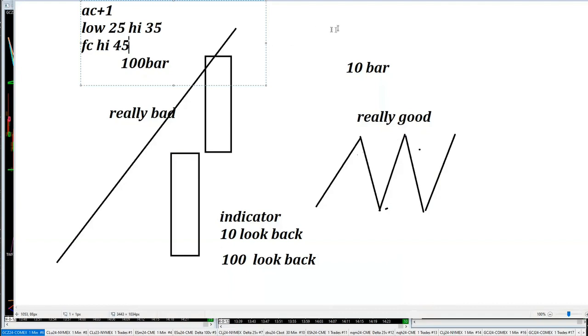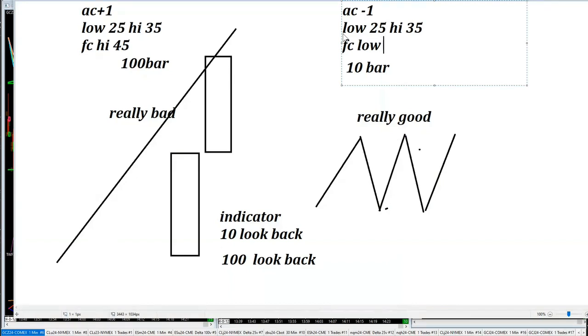Yeah. If I've got an autocorrelation of -1, taking it as very, very simple, if I've got a low price of 25 and a high price of 35, then my forecast low for the next candle is going to be 25, right? So you get that idea of this mean reversion that Andy mentioned from an earlier conversation, right?